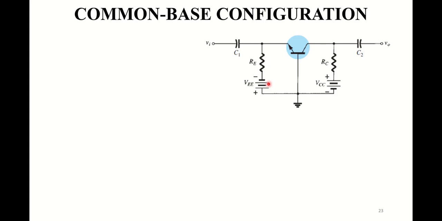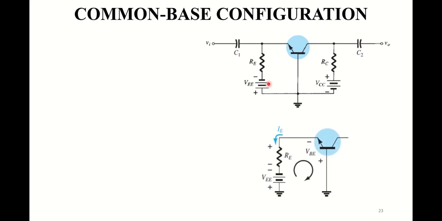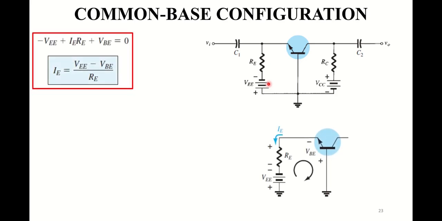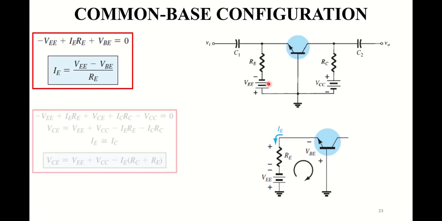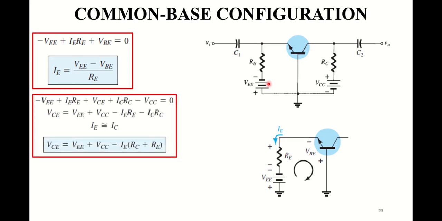Applying KVL at the outer loop of the given circuit gives this equation of minus VEE plus IERE plus VCE plus ICRC minus VCC is equal to 0, as shown in this particular equation. Earlier, you can see that by applying the input loop, we can get the value of IE is equal to VEE minus VBE over RE.